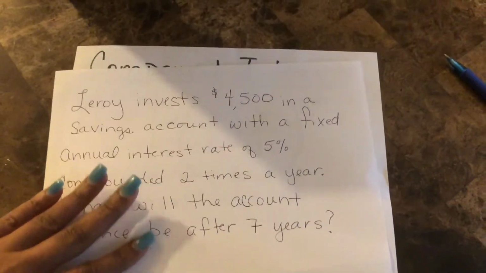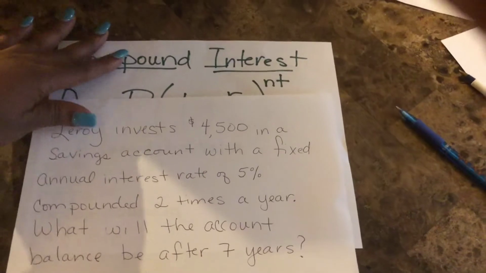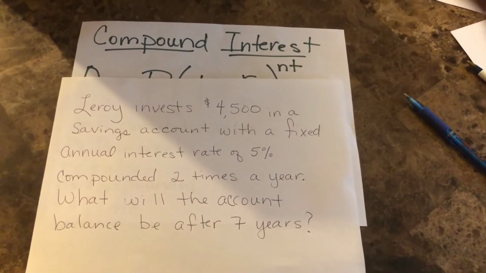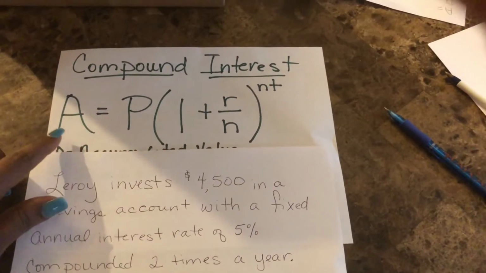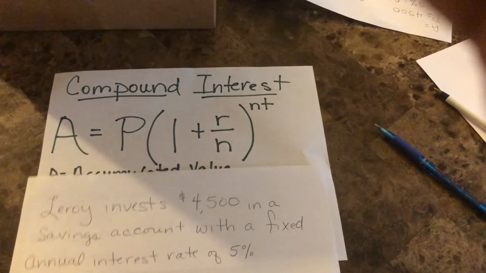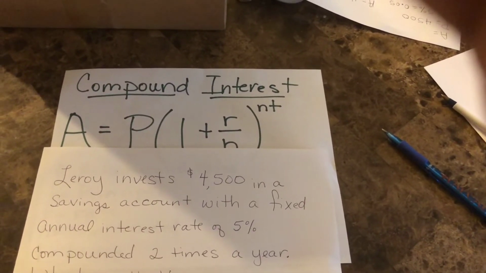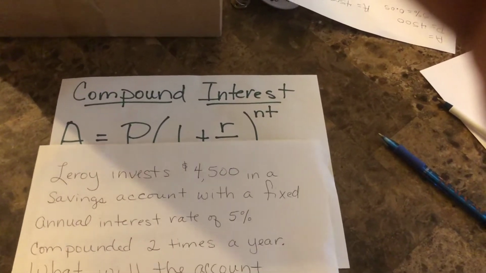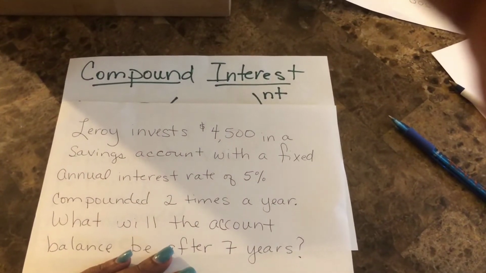Now, if we look at it side by side, they want to know what will the account balance be after 7 years. So they want to know what will A be. They give us P, which is the principal. That's how much Mr. Leroy put in, which is $4,500. R would be the rate, and the rate here is at 5%.